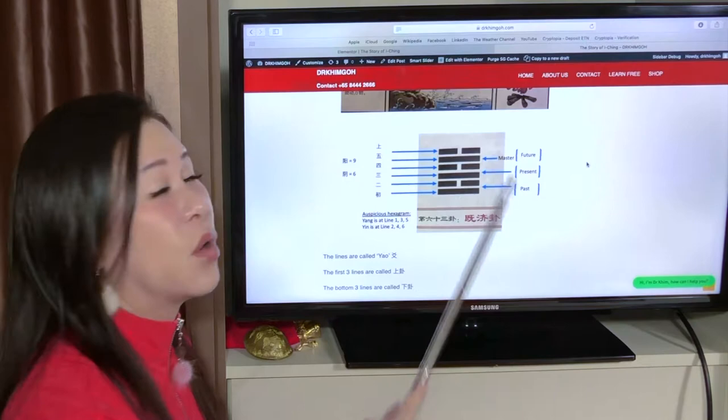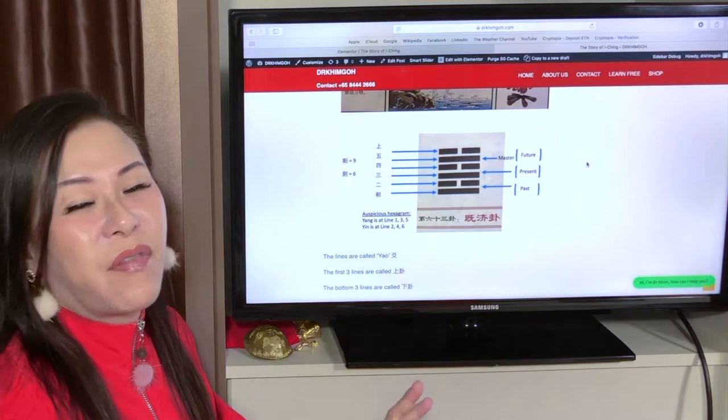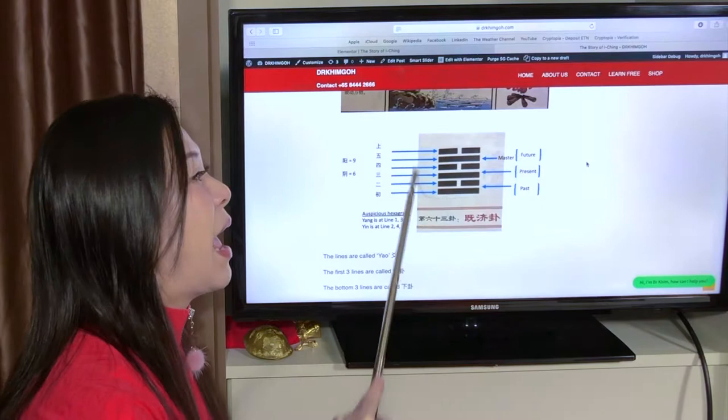So never pick a line and think, oh, line 5 is very auspicious, I'll pick line 5. No. When you read the hexagram, you have to read everything. You have to read everything. All right.